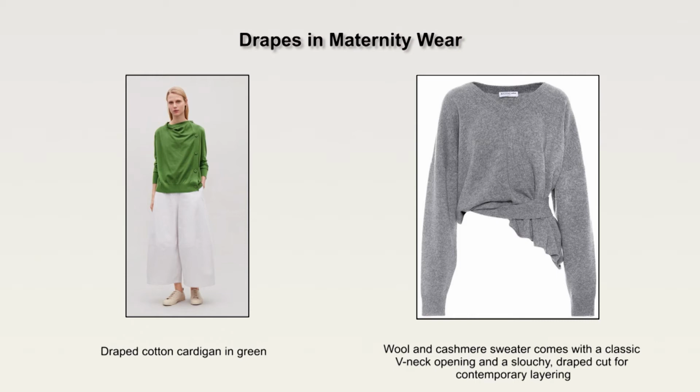A draped cotton cardigan in green can be seen on the left. On the right is a wool and cashmere sweater that comes with a classic V-neck opening and a slouchy draped cut for contemporary layering.